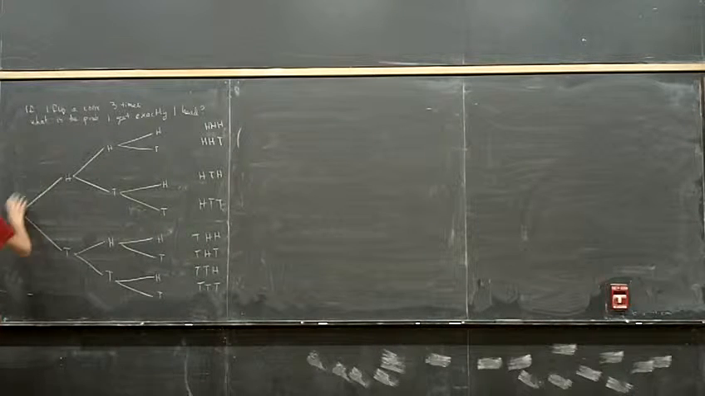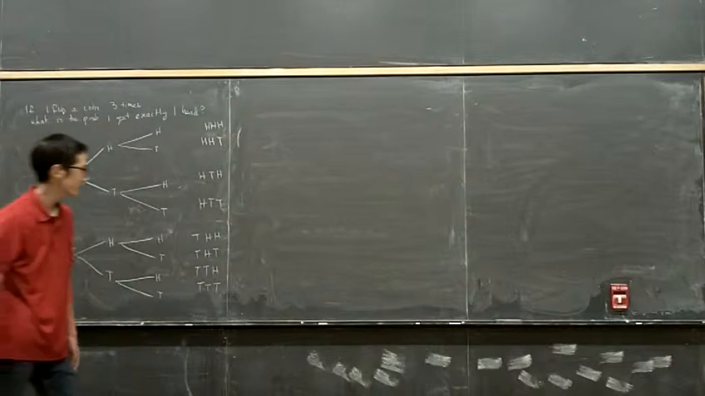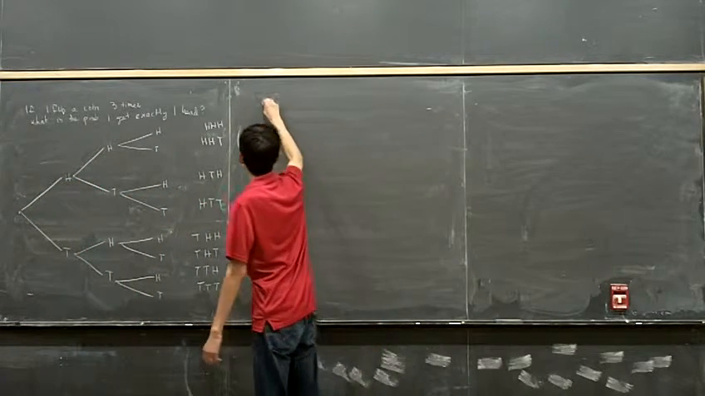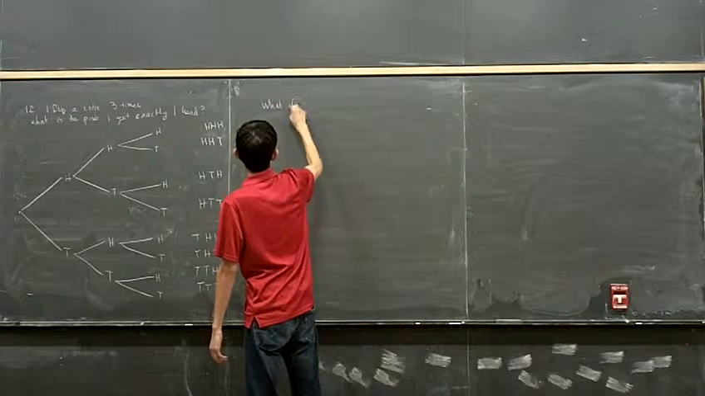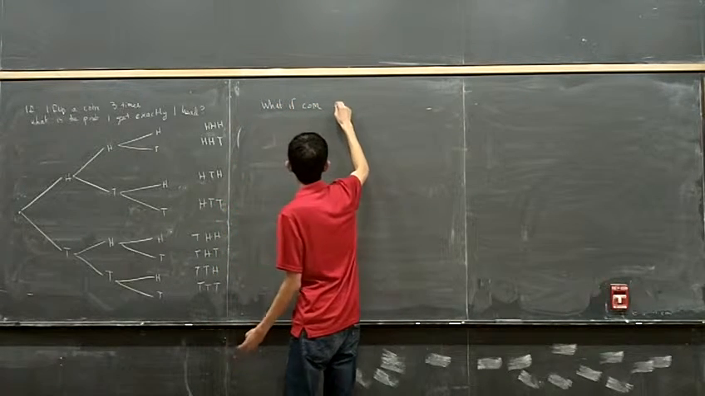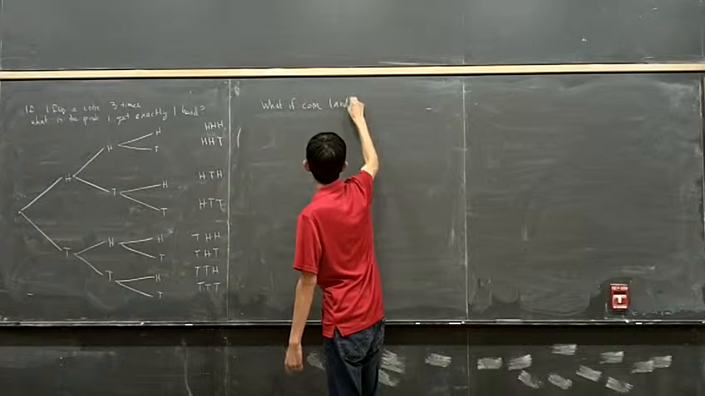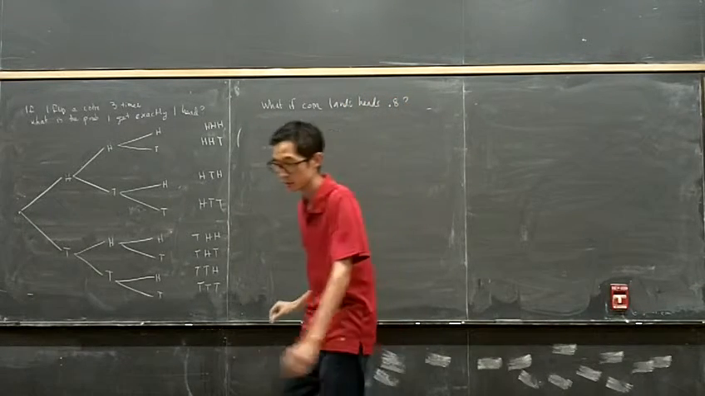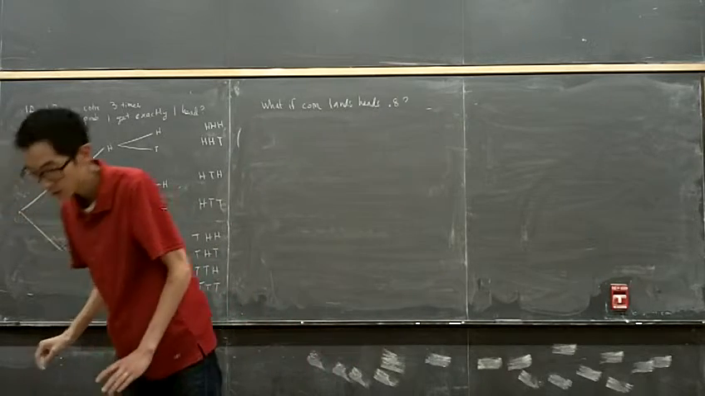And everything would be changed to 0.8. Yeah, everything would be different, right? So let's say, what if the coin lands heads 0.8. Just make sure I'm okay on time. Okay.